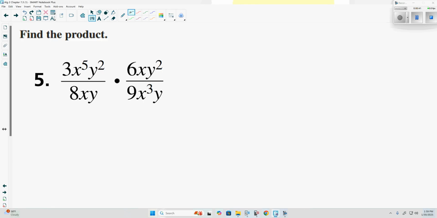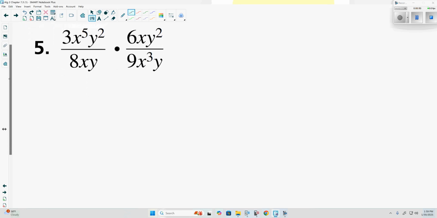All right, guys, I believe we stopped here. Yes. All right, guys, so we're picking up where we left off yesterday, multiplying these rational expressions.